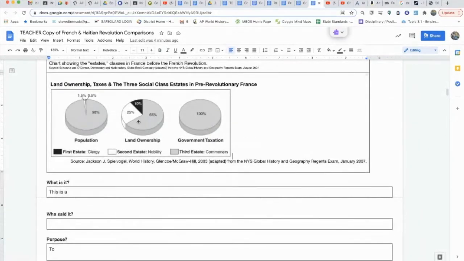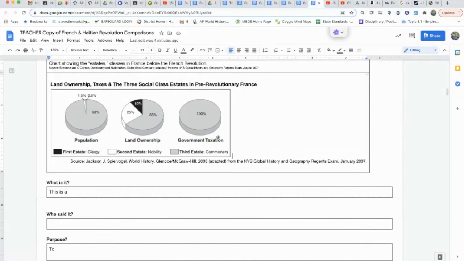65%, 25%, and 10%. So the church owns 10% of the land. This is all the land in France. The church owns what's in black. The rich own what's in white. And this 98% over here only owns 65% of the land. Now, here's the thing that angers the 98% of poor people.